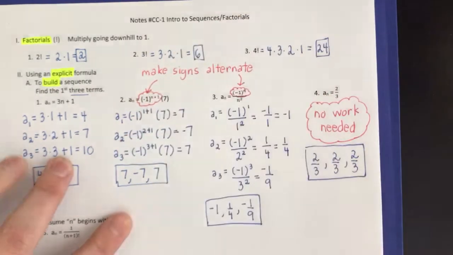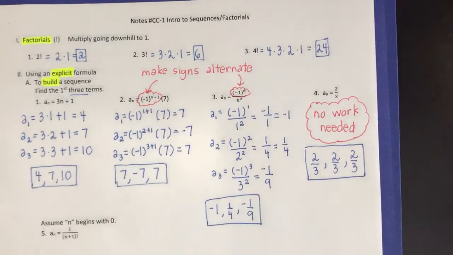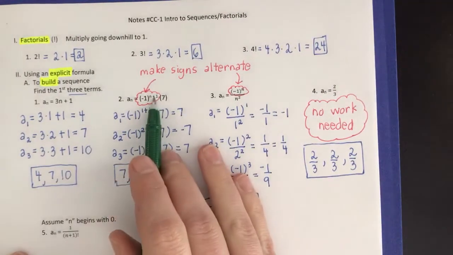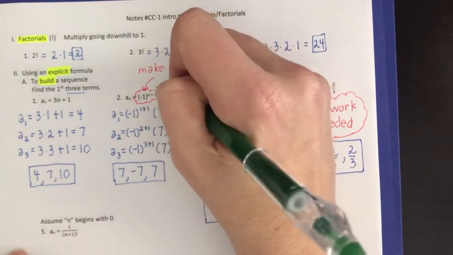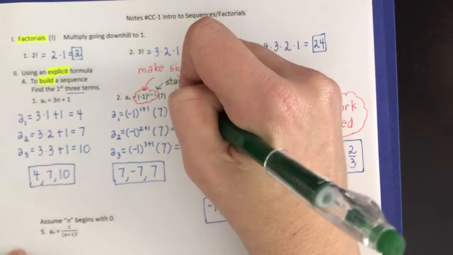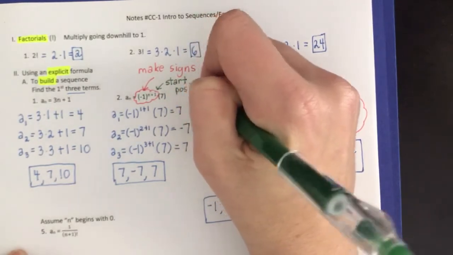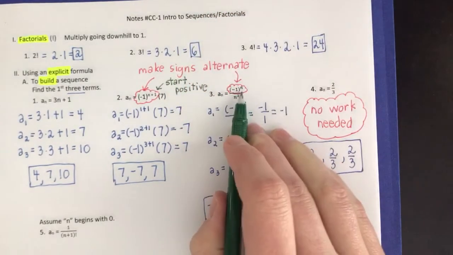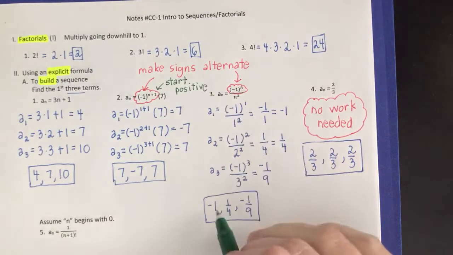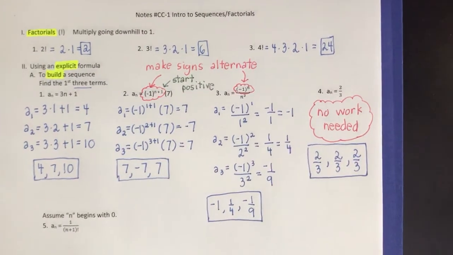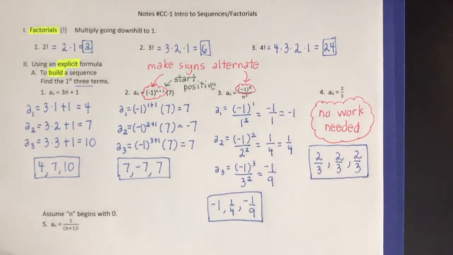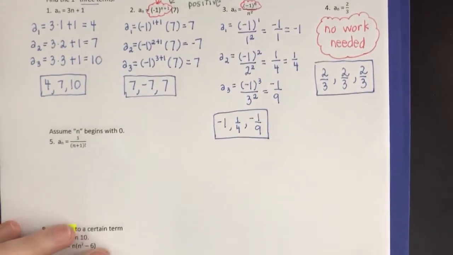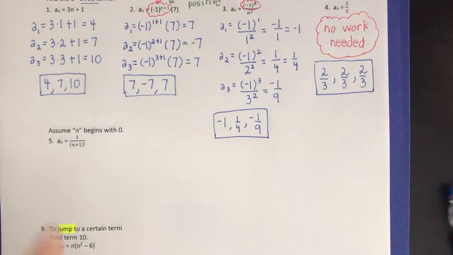Okay, so this makes signs alternate. And furthermore, this n+1 here will start positive, while, of course, just the n will start negative. So when we start to make our own explicit formula, you'll definitely want to keep that in the back of your mind. Okay, so let us look at number 5.